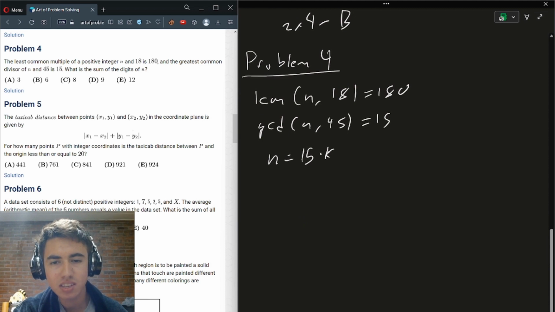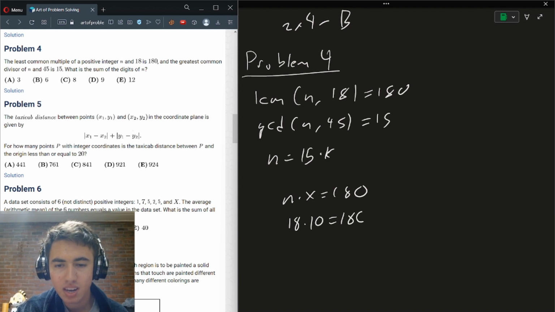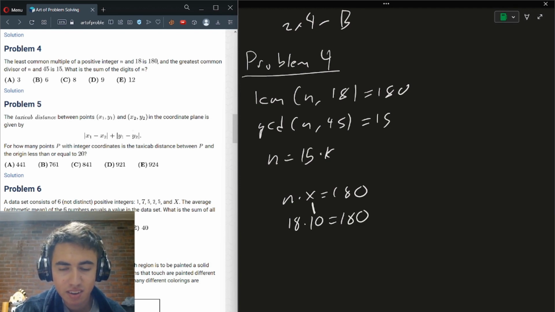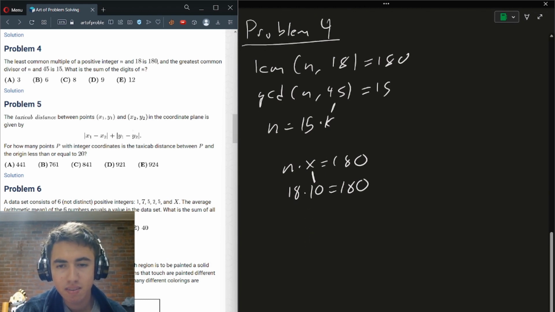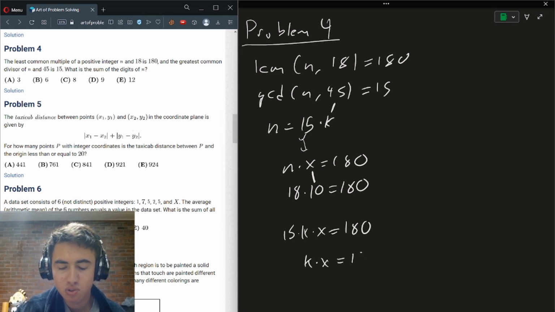Now, let's look at the LCM. We know that n times x is equal to 180, and, of course, 18 times 10 is equal to 180. However, x and 10 must be relatively prime. So we have two relatively prime pairs, right? x and 10, and k and 45. Now, let's combine these two equations and rewrite it as 15 times k times x is equal to 180. Or, simplifying, k times x is equal to 12.